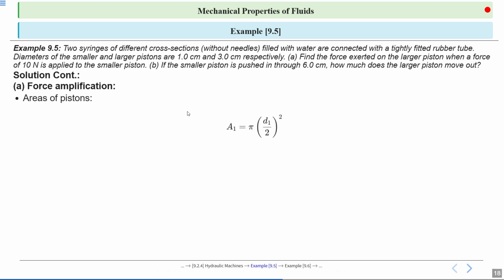A1 equal to pi into d1 upon 2 whole square. So substituting the diameter of the smaller piston into the formula, we have A1 equal to pi into 0.01 divided by 2 whole square. So solving this, you will get A1 equal to pi into 25 into 10 raised to the power minus 6 meter square. This gives us the area of the smaller piston in square meters, which is necessary for further calculation involving force and pressure.